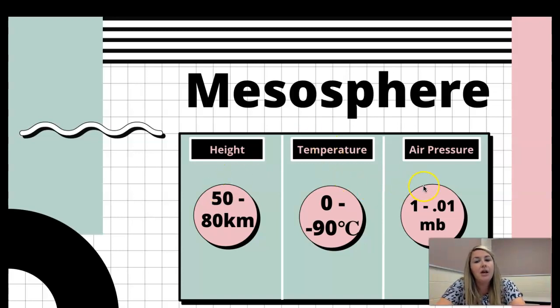For air pressure, at the start of the mesosphere it's 1 millibar, and it goes all the way down to 0.01 millibars. So very little air pressure whatsoever in the mesosphere.